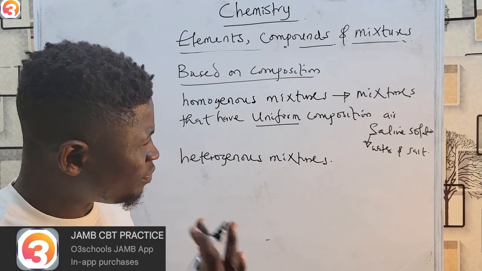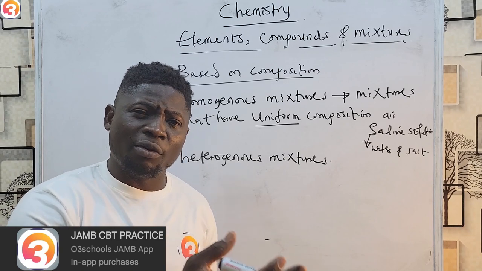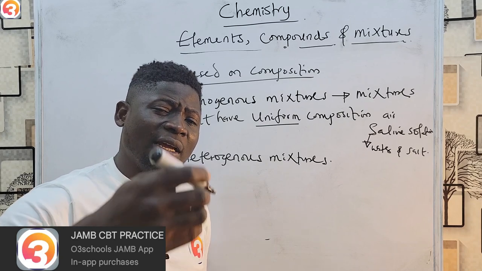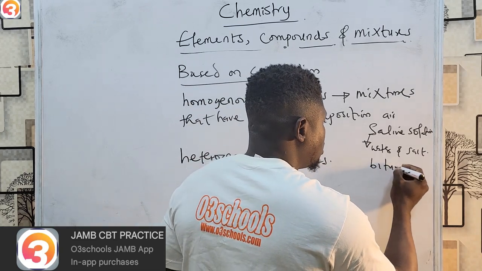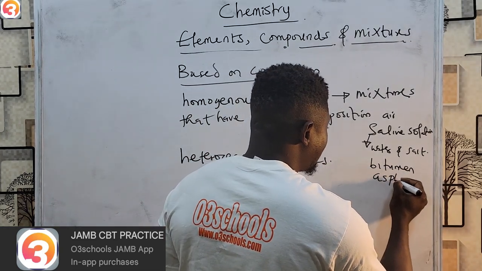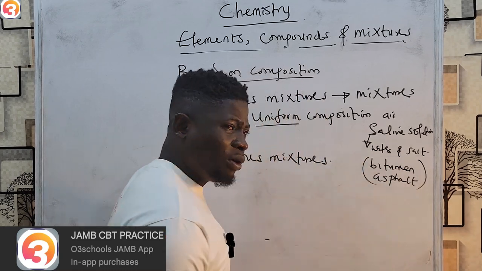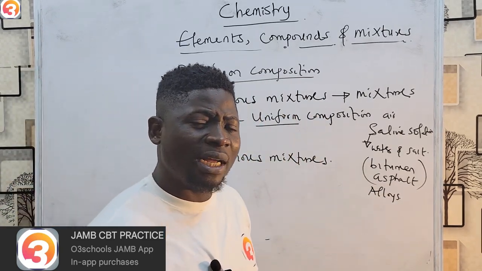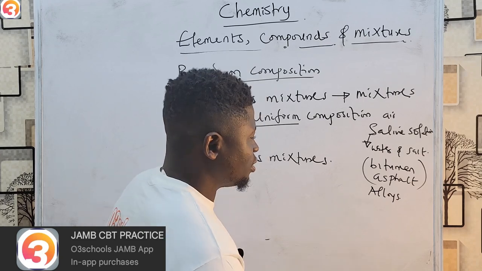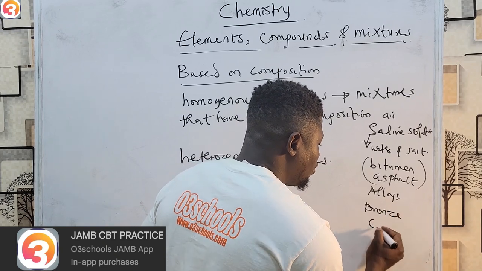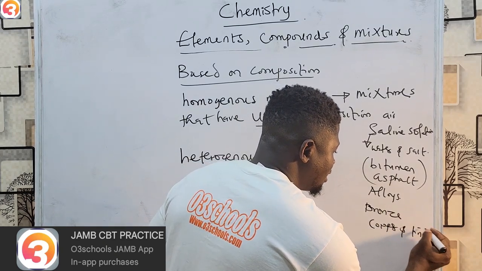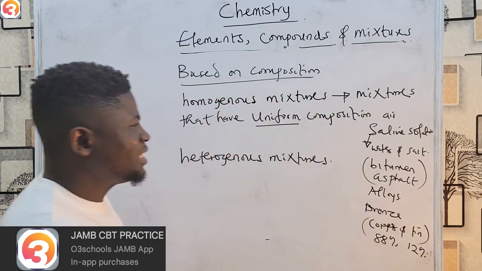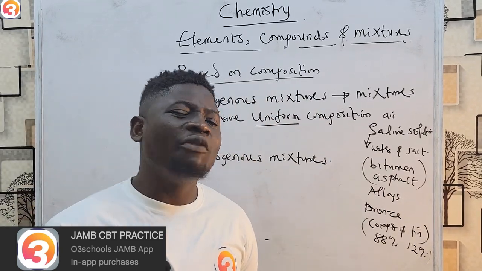What about bitumen? Bitumen, the one for doing your road. Those are also homogeneous mixtures, bitumen, or some people call it asphalt. In America, I think they call it asphalt more, right? Even alloys. We're talking about alloys, where two or more metals are joined together to form another special product. For example, like we said, bronze is an alloy of copper and tin, in the proportion of 88% to 12%. So these are all homogeneous mixtures. They have a uniform composition.